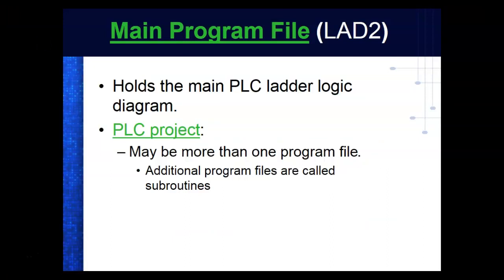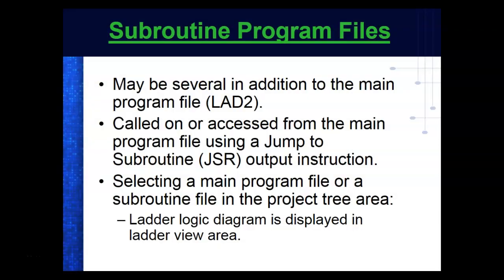By default, we get ladder 2. And basically, if you actually look at a program, especially the robot program, the main program is nothing but jump subroutine, and all it does is jump to all these different subroutines. It's really cool. There may be several additional main programs called or accessed by the JSR instruction, jump subroutine instruction. Selecting a main program file or a subroutine file in the project tree area.